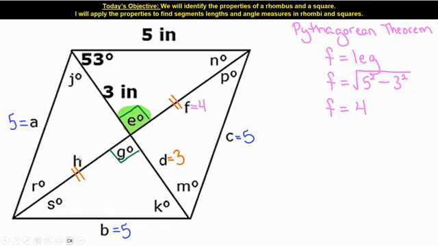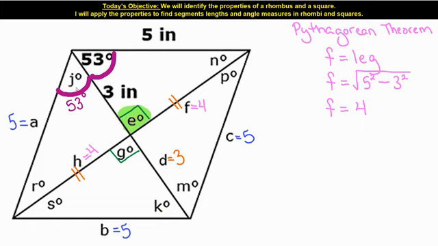H is the other piece, the other half of this longer diagonal. So it will match F, which has a value of 4. I don't have an I in my figure, so we'll skip to J. J is this angle up here, and we just learned in the last slide that one of the properties of a rhombus is that the diagonal bisects the angle. So this angle is the same as the one right next to it that's adjacent to it. So angle J is 53 degrees.